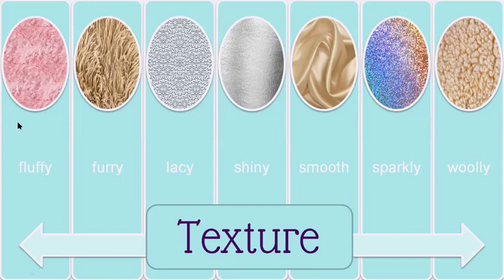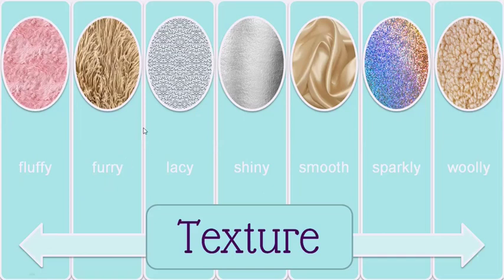So the first one we have is fluffy. You will have fluffy textures mostly on your sweaters or maybe your hats, your earmuffs, your winter wear. Furry texture is usually found on fur coats or maybe fake fur coats, but you can also find it maybe on some jeans as well. The bottoms of jeans can sometimes be furry.